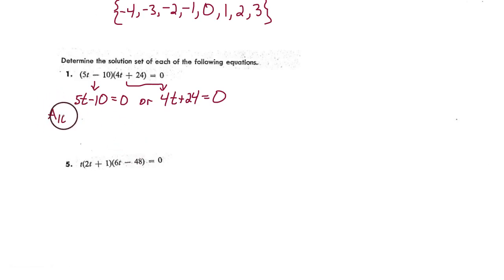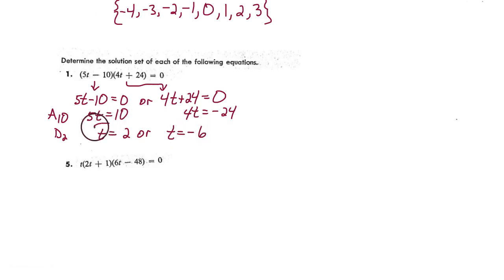So you add 10 to both sides, getting 5t equals 10, and then divide by 5. T equals 2. On this one, we need to subtract 24. So 4t equals -24. Then divide by 4. So t equals -6. These two numbers are the answers.